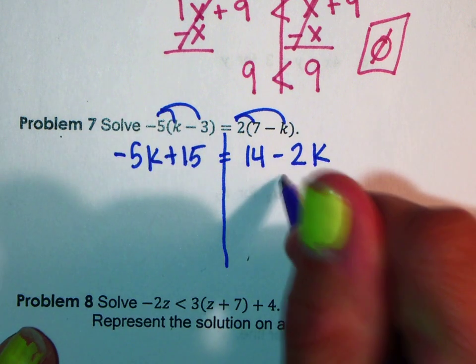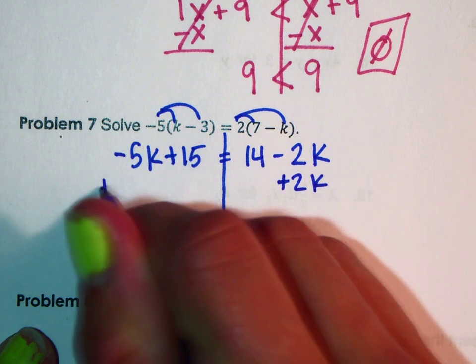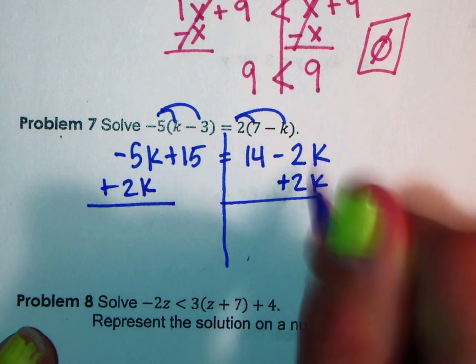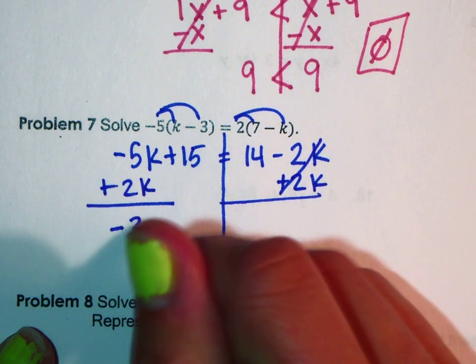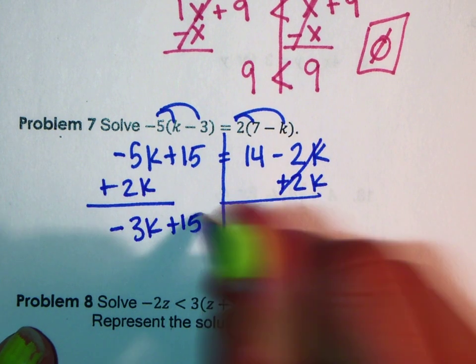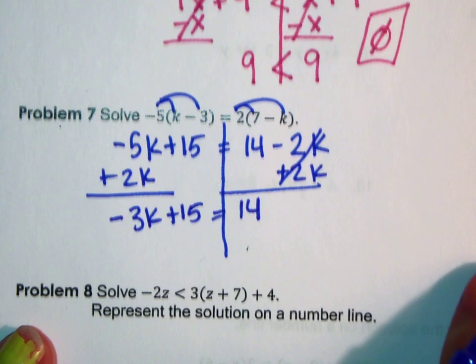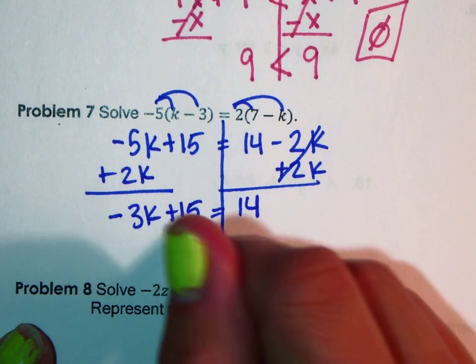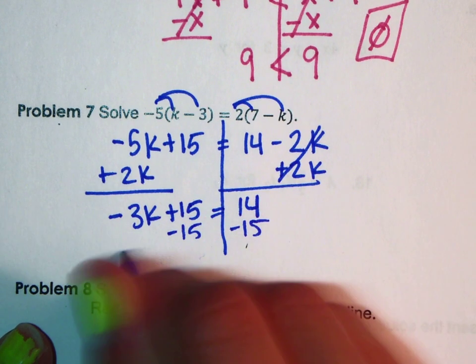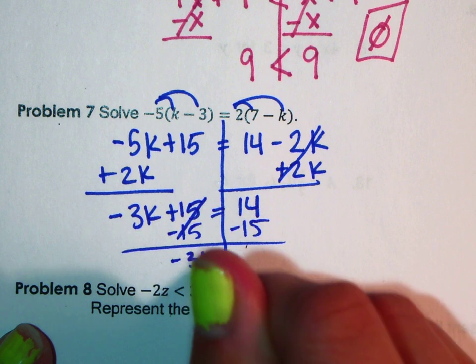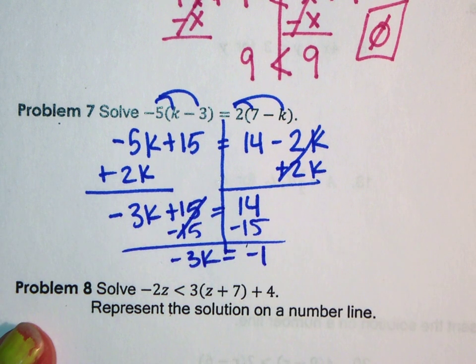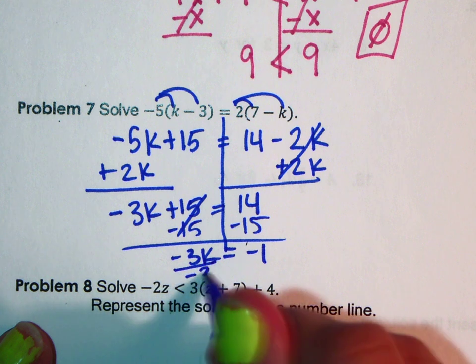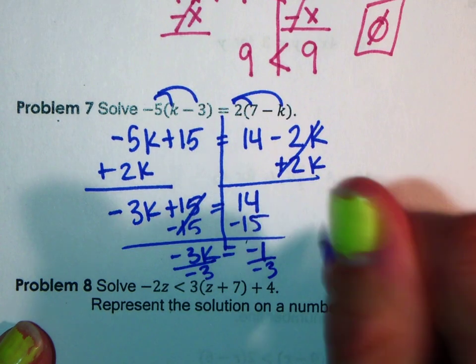So then I'm going to move my variables. So I'm going to add 2k until you get negative 3k. Drop down the 15 equals 14 minus 15. So negative 3k equals negative 1. And then divide both sides by negative 3.